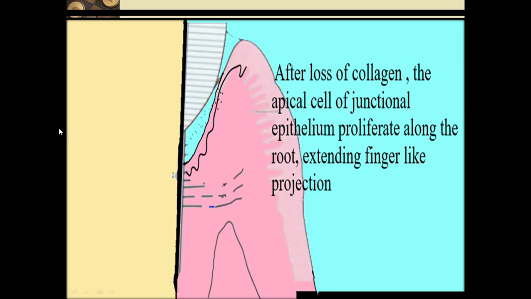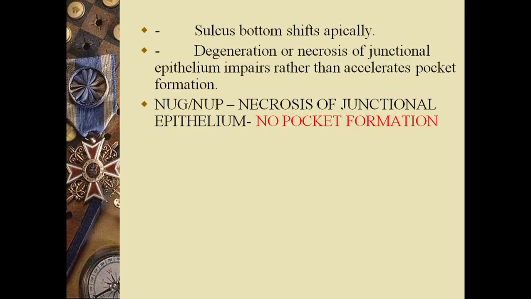After the loss of collagen, the apical cells of the junctional epithelium proliferate along the root, extending finger-like projections. Initially the junctional epithelium was not having any projections, but now when inflammation is there, it will have finger-like projections, and it will slowly move apically, and hence pocket formation will be there. The sulcus bottom shifts apically.